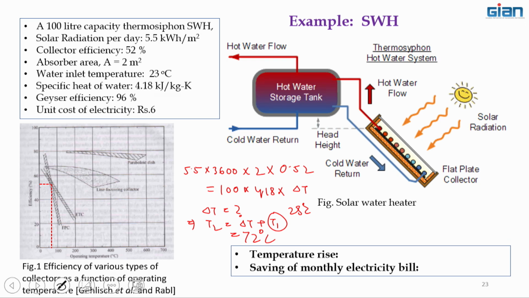So again, once you know this geyser efficiency and also you know the solar radiation, this is 5.5 multiplied by 2, and the efficiency is 0.52 and the geyser efficiency is 0.96. So this will give you the daily energy, because this 5.5 is daily energy, okay. So if you calculate, you can tell me what value you will get here, and this will be per day energy savings. So if you multiply with 30, then you will get a monthly average value.